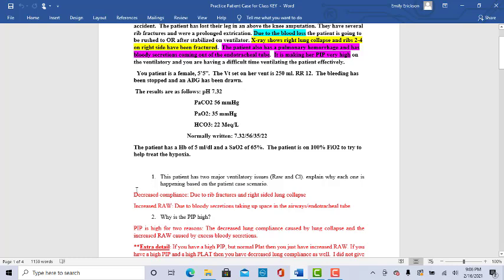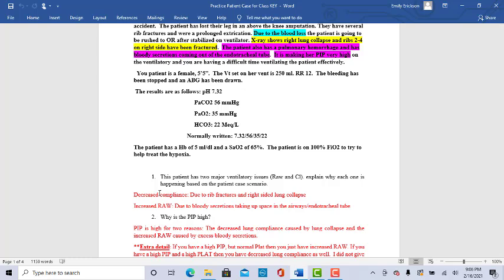I wouldn't want it to say compliance because of the lung injuries or compliance because of the rib fractures. I really do want it to say decreased compliance due to rib fractures and right-sided lung collapse. The second part, I would really want it to say increased raw because I gave you raw and compliance in the question. So I really want you to specify if it's decreased or increased. So I'd really want increased airway resistance.